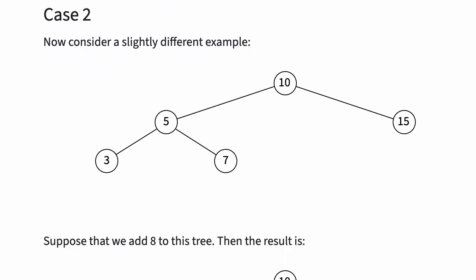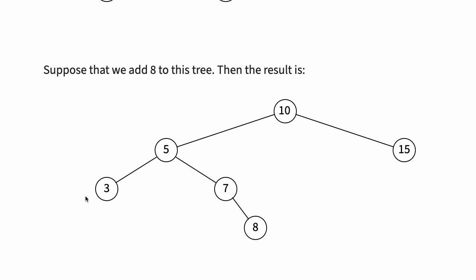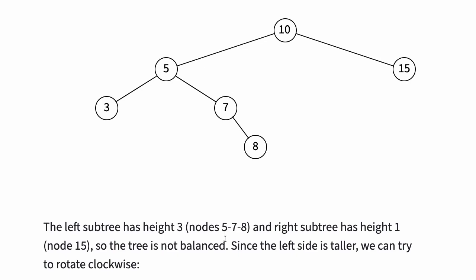Now consider a slightly different example. Suppose we add 8 to this tree. Then the result is this tree. The left subtree has height 3, and the right subtree has height 1, so the tree is not balanced. Since the left side is taller, we can try to rotate clockwise.